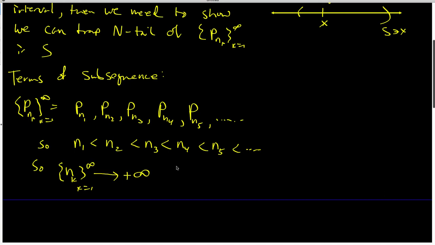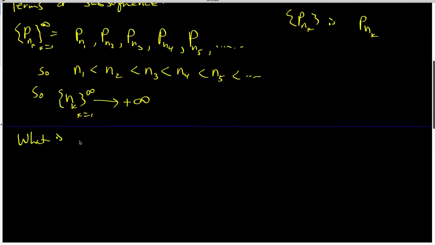The other thing that I want to notice is that the first term of my subsequence is p sub n1. The second term of my subsequence is p sub n2. The third term is p sub n3. The fourth term is p sub n4. The kth term of my subsequence is the term p sub nk. And so in order to trap a capital N tail, I want all of the terms after the capital Nth term. And so I want to think about what that means.